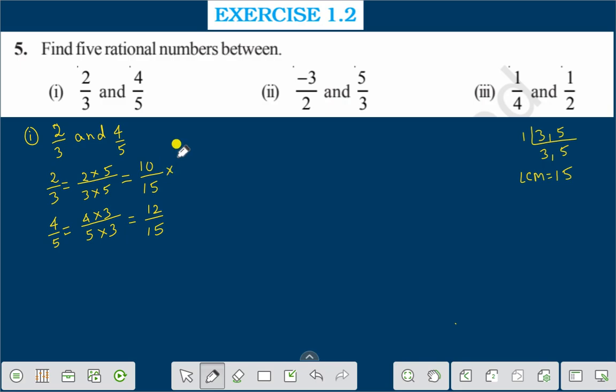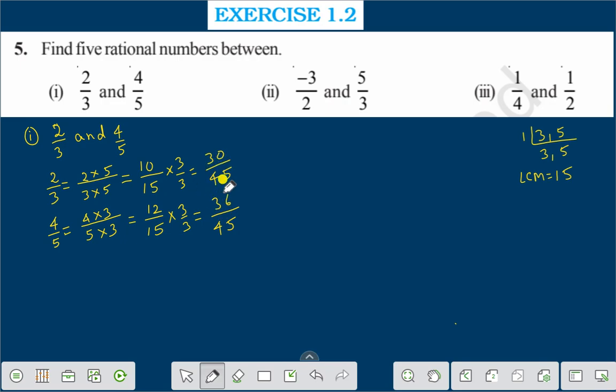Multiply both the numerator and denominator by 3, so that we may get more rational numbers. Then we are getting 3 tens are 30, 3 fifteens are 45. And here also, if we multiply by 3, what do we get? Multiplied by 3 in the numerator and also in the denominator. Then 3 twelves are 36, 36 by 45.